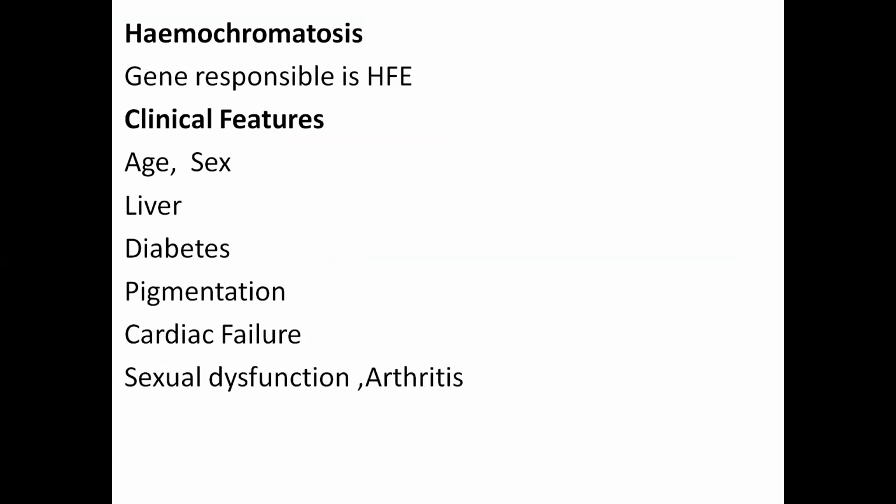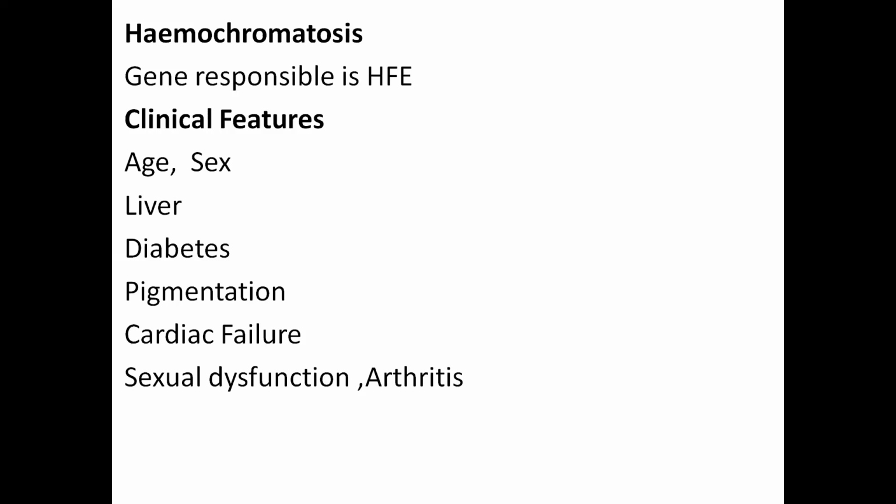Today's topic is hemochromatosis. This is a hereditary disorder in which there is increased absorption of iron from the intestine, and then it is deposited throughout the body. The gene responsible for this increased absorption of iron is called HFE. So this is a genetic disorder and it is detected by genetic analysis.